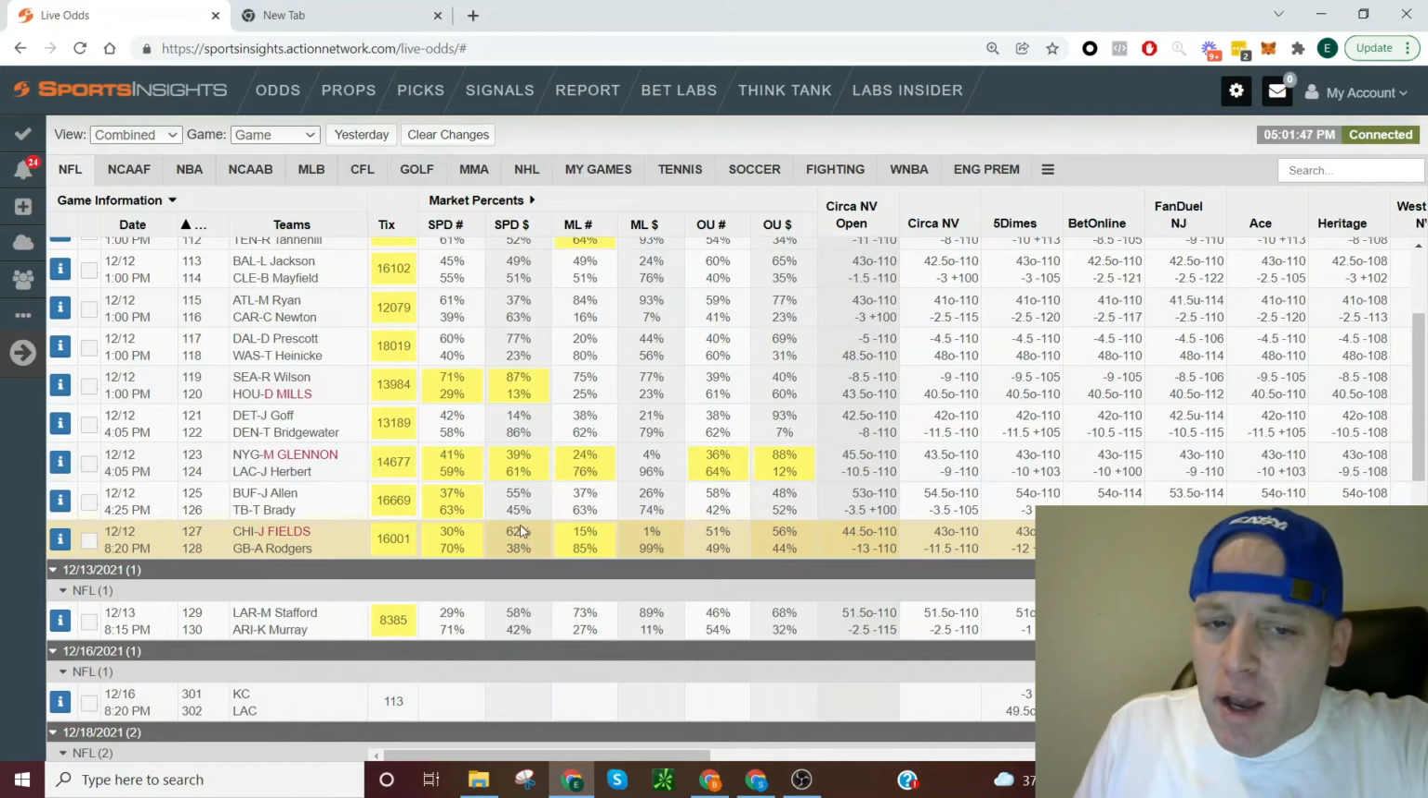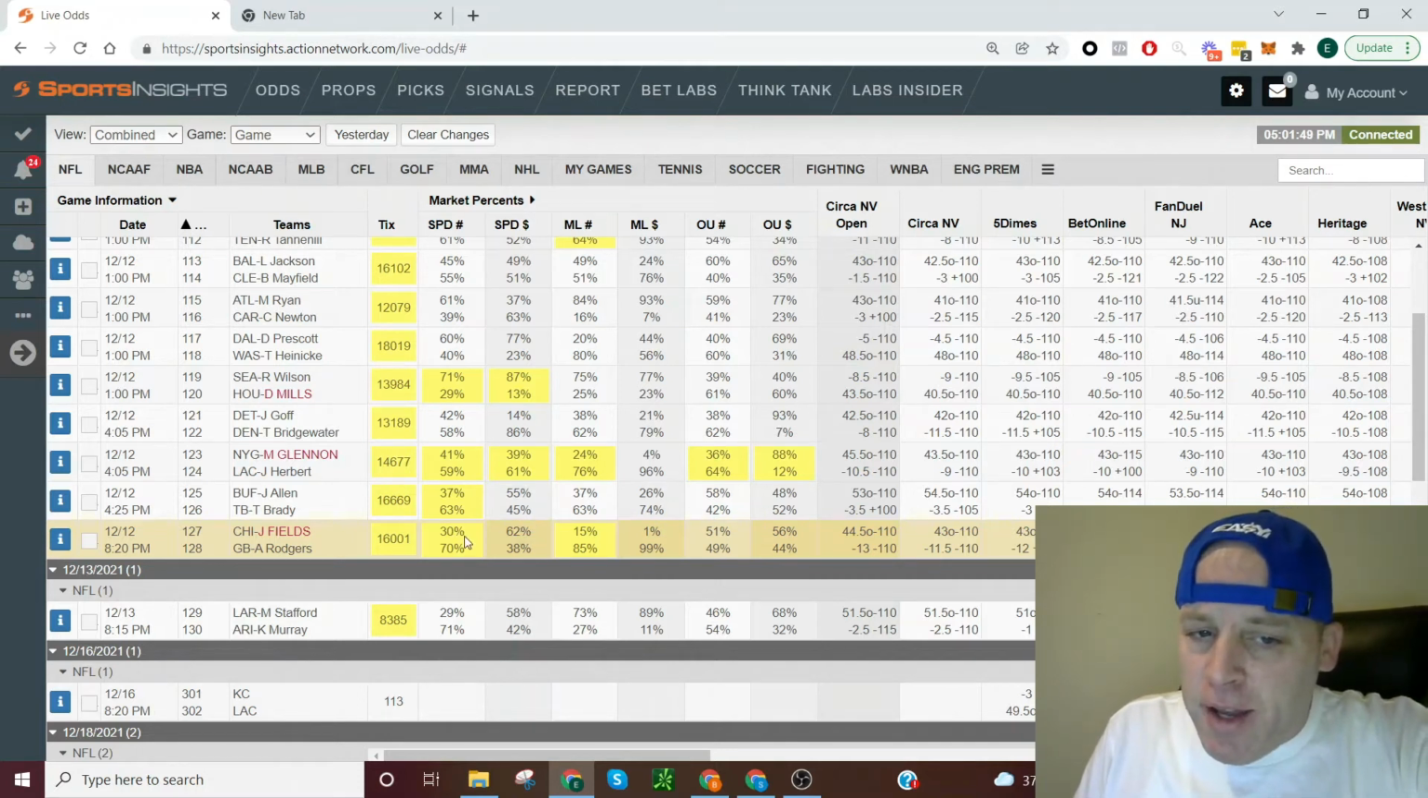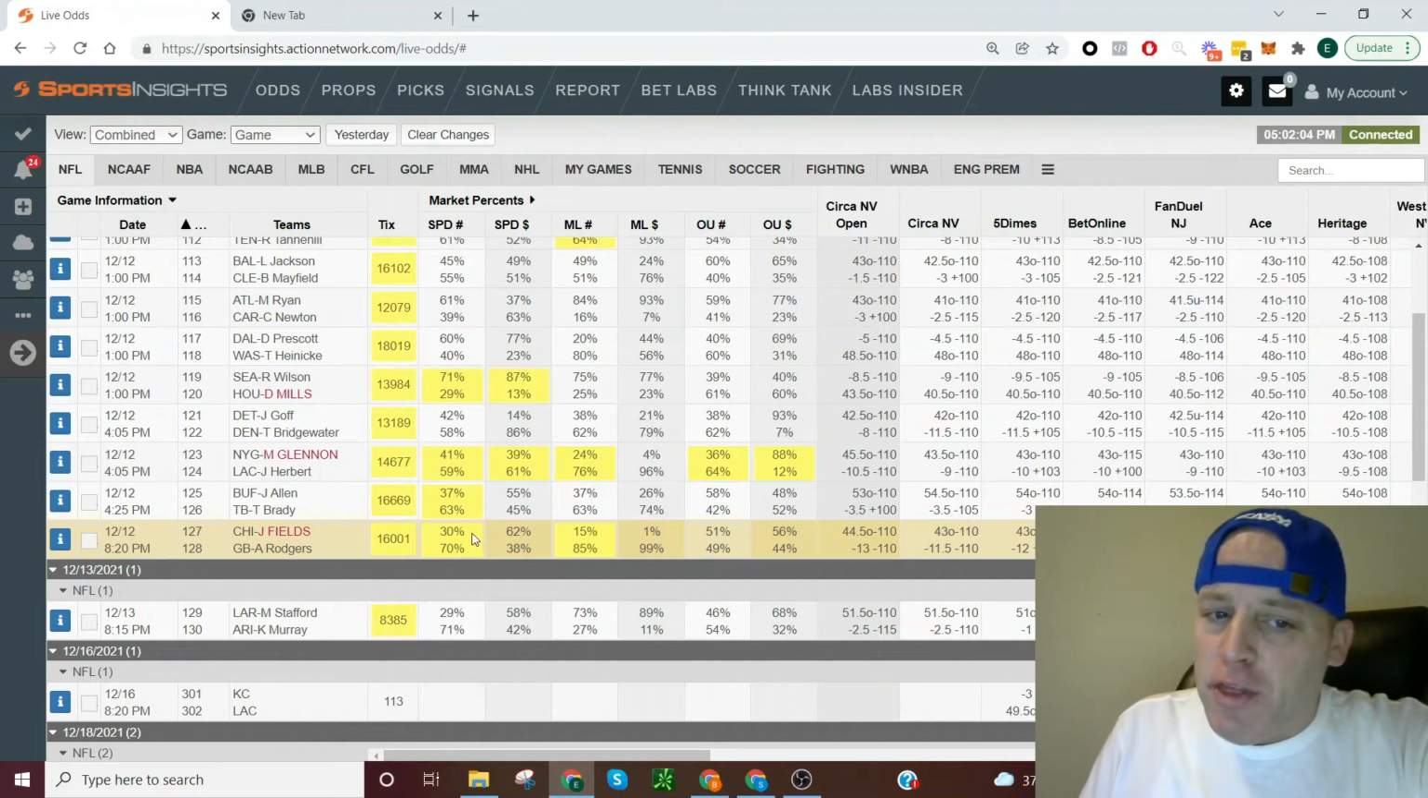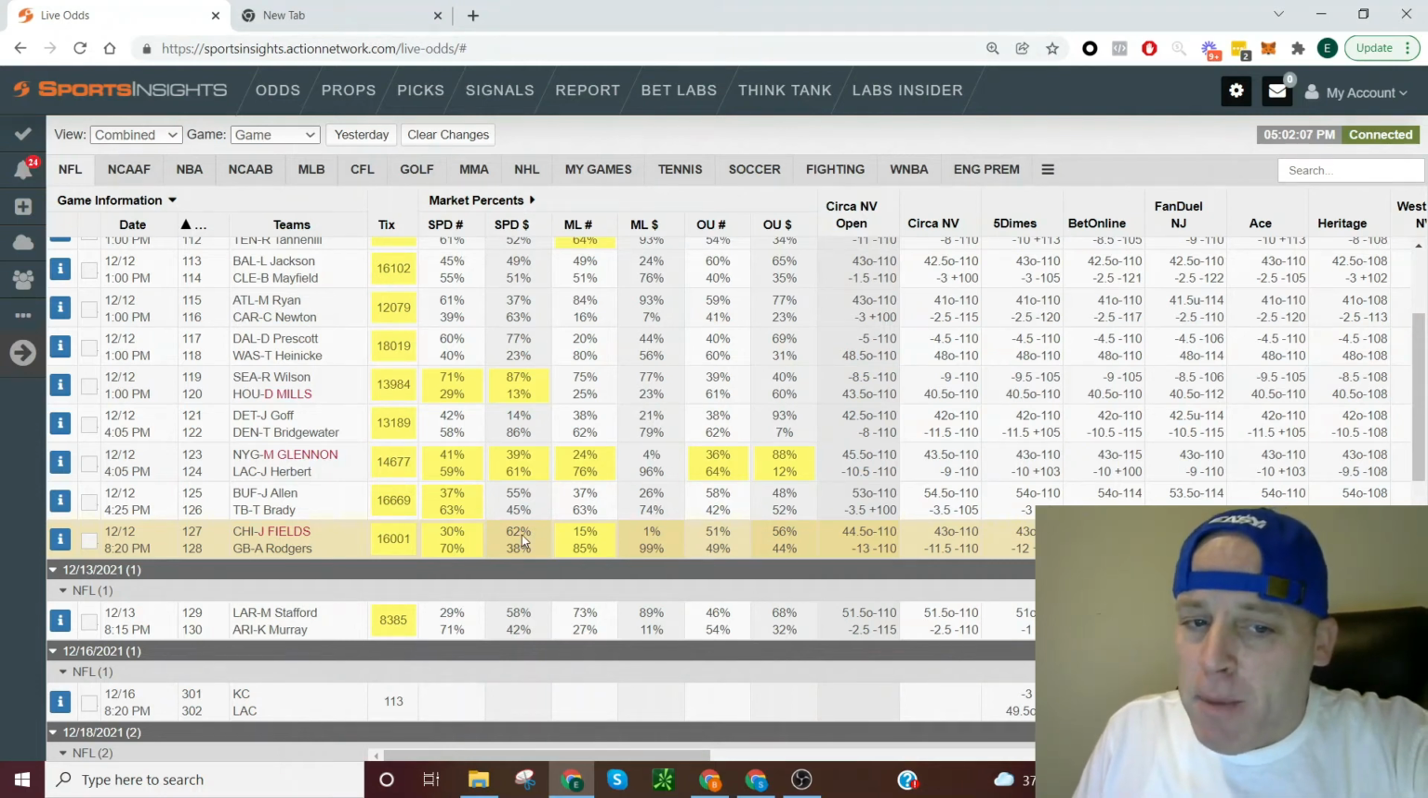Anytime you see money over bets like that, it's significant because you have to ask yourself, how does 30% of the bets equal 62% of the money? What we can take from that is that the Bears are receiving some bigger sized bets. It's the only way we can interpret it, with 30% of the bets equaling that much money. More than half of the money on this game is being bet on the Bears, but they're only getting 30% of the bets.